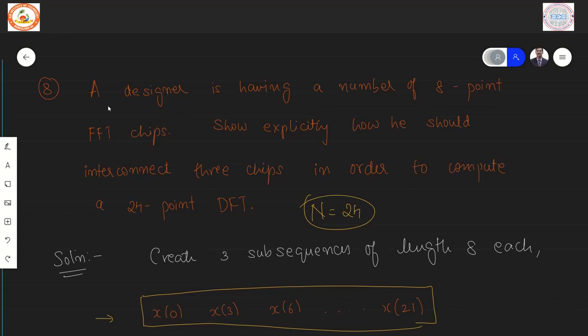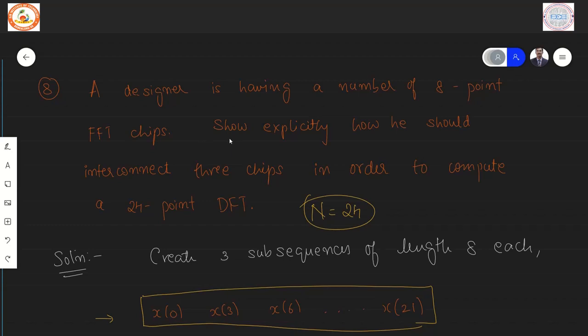The next problem. A designer is having a number of 8-point FFT chips. FFT stands for fast Fourier transform. It's just a faster way of computing the DFT. It's a more efficient way of calculating the DFT. But the problem is to find the DFT. So we have 8-point DFT chips or processors.